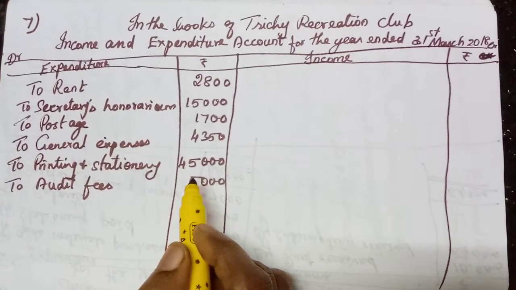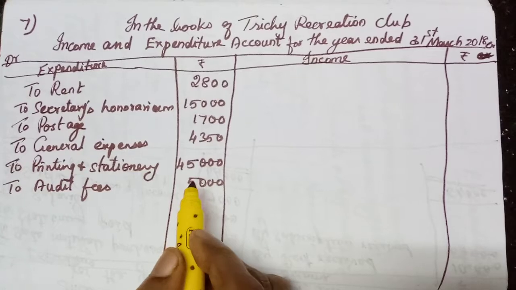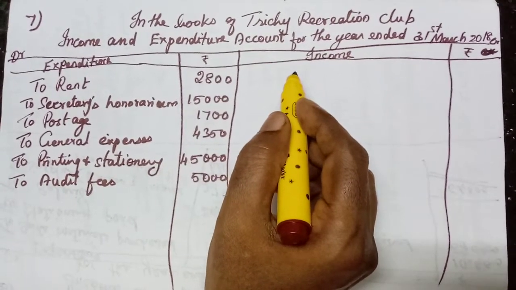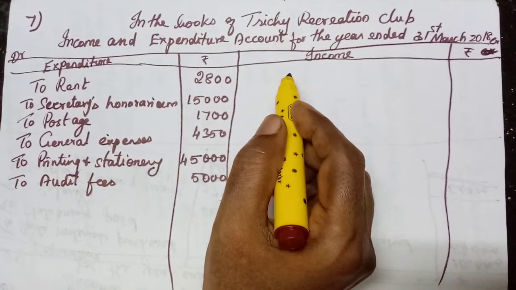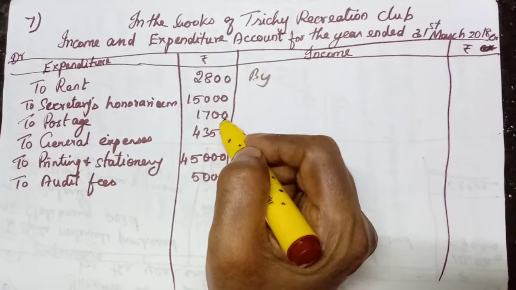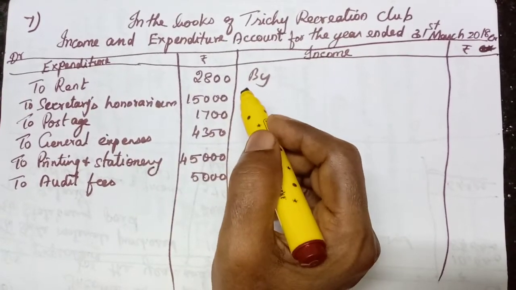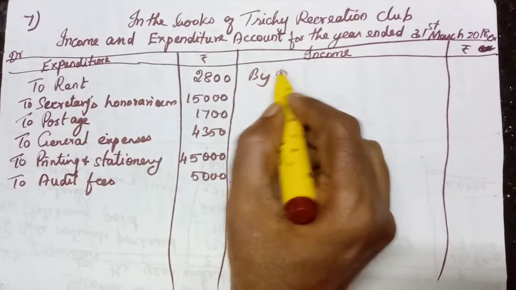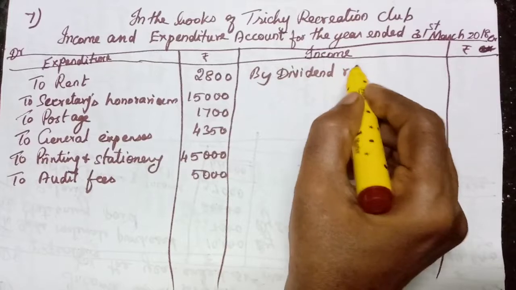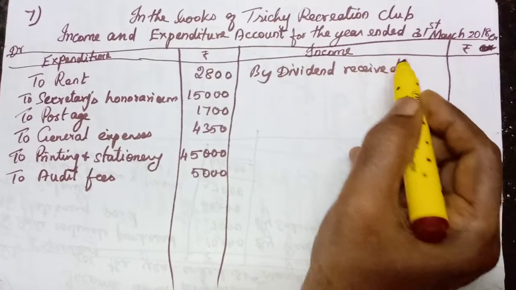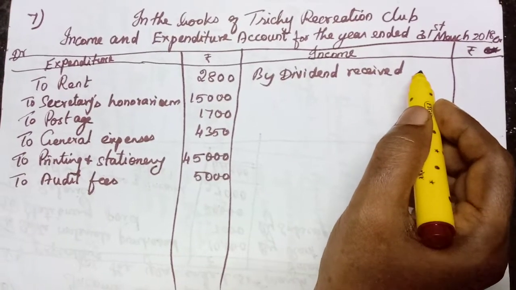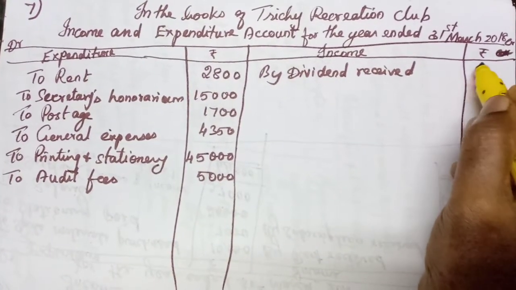Okay. Now that we have the debit side, what is given as receipts will be coming on the income side. So the opening balance we have to remove, omit. The next one, dividend received. By dividend received. Dividend received, how much? 27,600.